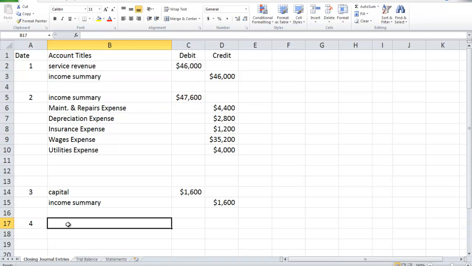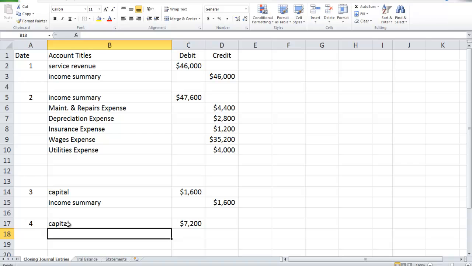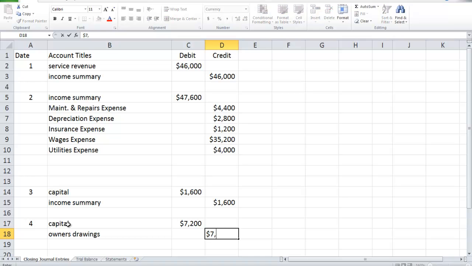The last thing we need to do is close out the withdrawal account. In the trial balance that was listed as $7,200. That's originally a debit, so now it must be credited. So we want to debit that to capital, and then we want to credit the withdrawal account, or it says owner's drawings, so we'll type that here, owner's drawings, for $7,200. So those are our four closing journal entries, and that closes out all the temporary accounts, which are revenue, expense, and owner's drawing.